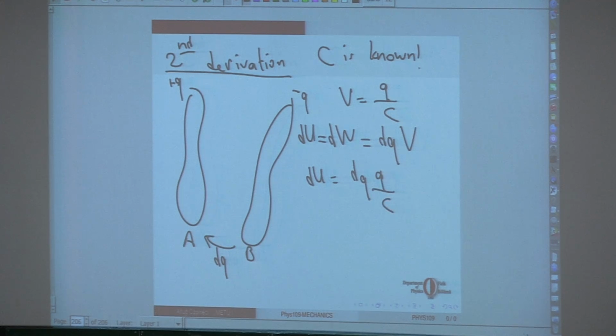Now, assuming that I start from zero potential energy to some final potential energy, as I charge my system from zero charge to a final charge of large Q, this equality should still hold. Why?